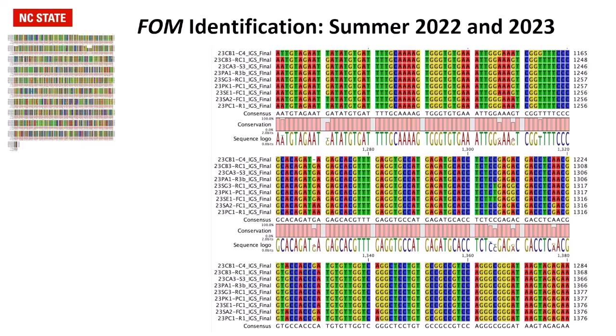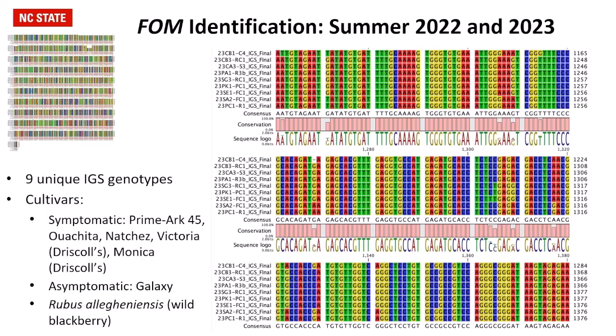So that's one of the genes that we looked at there, okay? And where you see these little blips here, that just means it's different. So we're working out how different it is, looking at different strains and so forth. But we found 9 different genotypes within that region, and we got, from symptomatic Primark 45, Wachita, Natchez, Victoria, and Monica. So we found FOM on all those cultivars. We also found FOM on Galaxy, but that was asymptomatic at the time. And we were able to isolate FOM from wild blackberry as well.